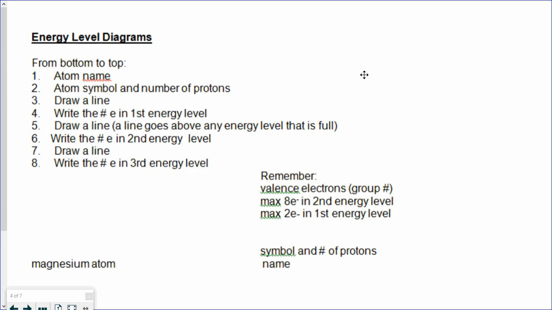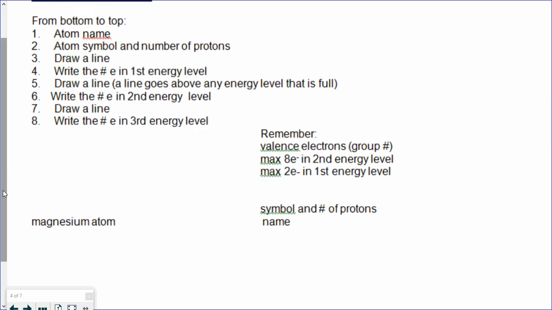So let's do this for magnesium. Is that one that I did on the last page? No, it's not. So magnesium. So this is kind of step one. We have the atom name. Then you write the atom symbol, which is Mg, and the number of protons. Then you draw a horizontal line.